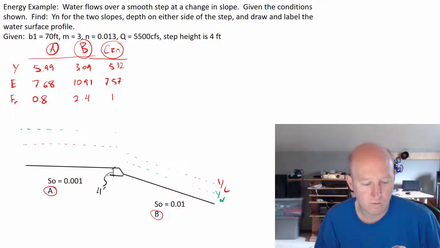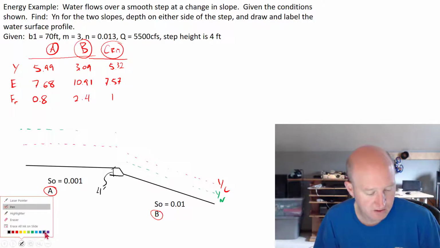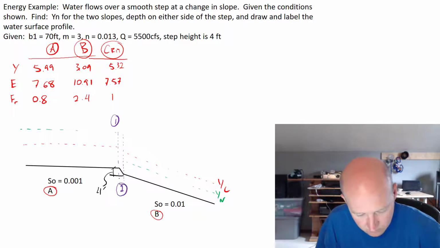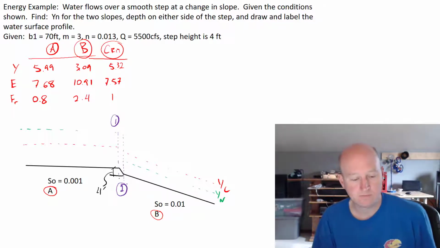So what we need to do is define some sections, and then try and figure out what we do know. So if this is right at the crest, we'll call that section 1. And this is right below the crest. That's section 2. What do we know? Well, we know that it's going to go through critical.